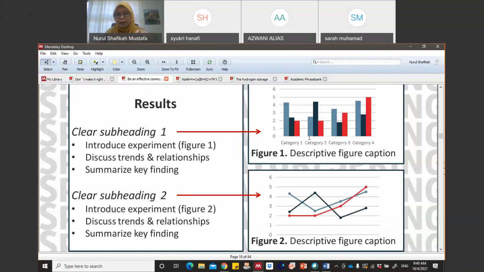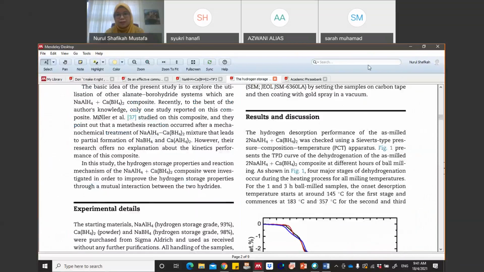Tak adalah you just, this is figure 1, descriptive, okay dah habis. Tu just report. So kalau result discussion, you need to introduce the experiment, and then you discuss the trend and relationship inside your figure tu. And after that, you summarize the key finding of your figure. Okay, tu untuk figure 1. And then you punya figure tu kena clear lah untuk satu figure tu.